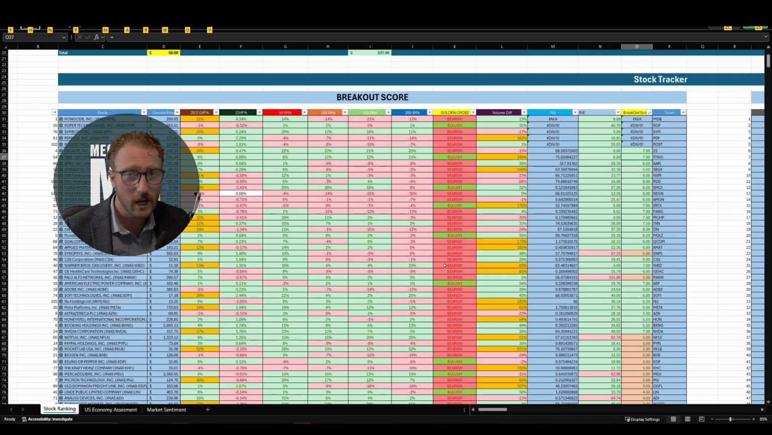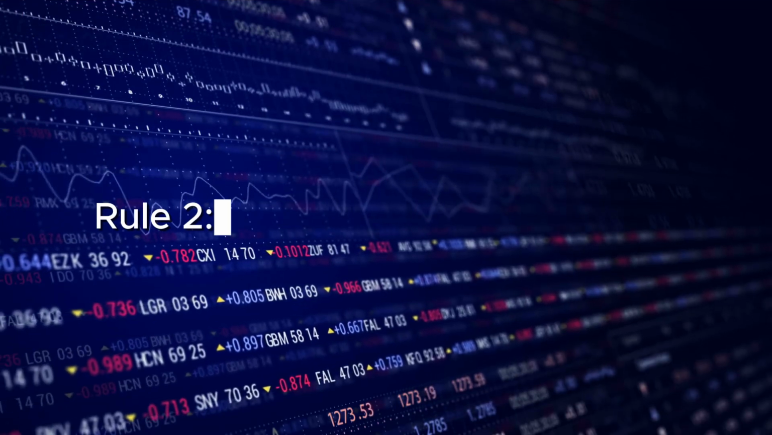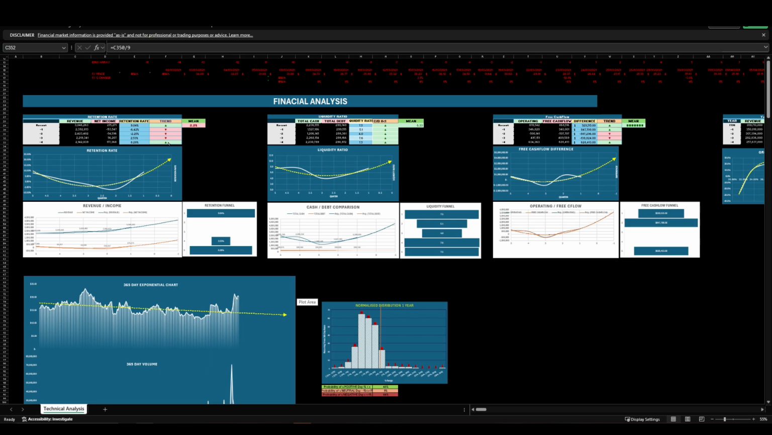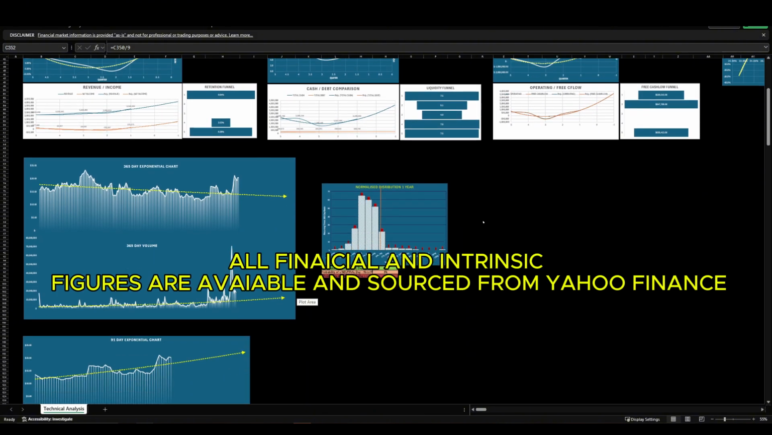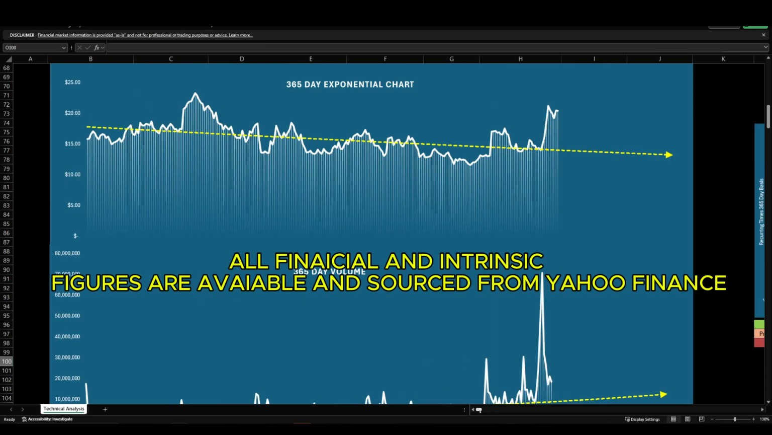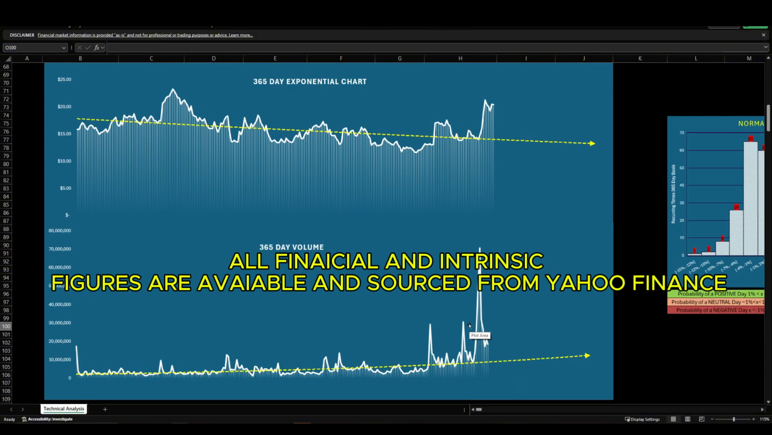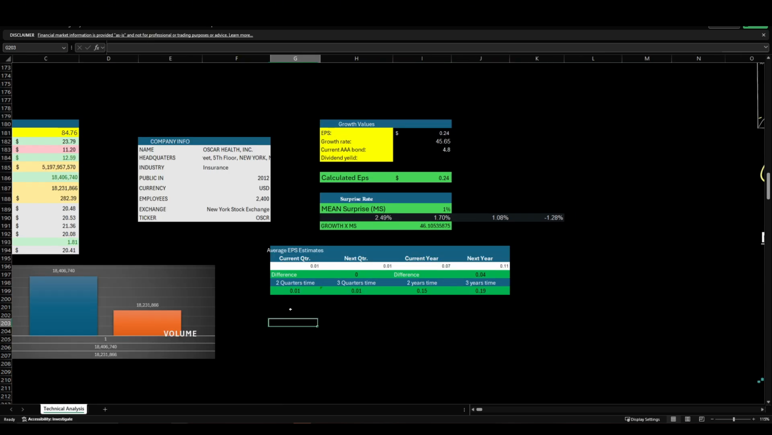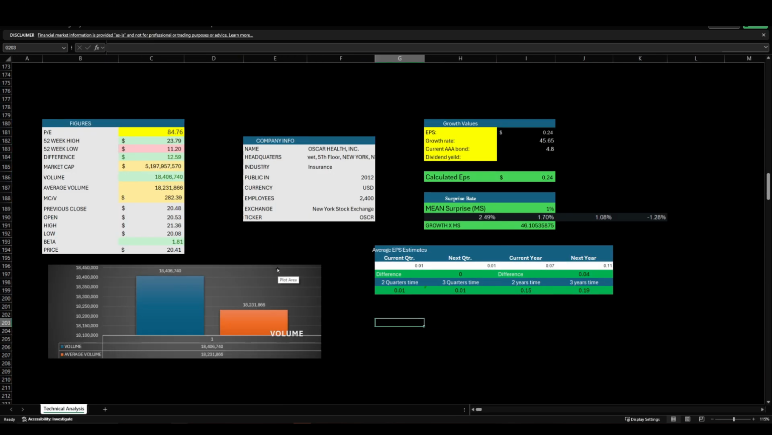Well, from here, I actually do my own analysis, which again is something you can skip. So what exactly am I looking at in my financial and intrinsic analysis? I'm looking at retention rates, liquidity ratios, and free cash flows to understand if the stock is in a healthy situation. Furthermore, I also have a normalized distribution, or a bell curve, to understand the probability of a positive or negative day. And I have a 365-day exponential chart to understand if volume is correlating nicely with the actual price.